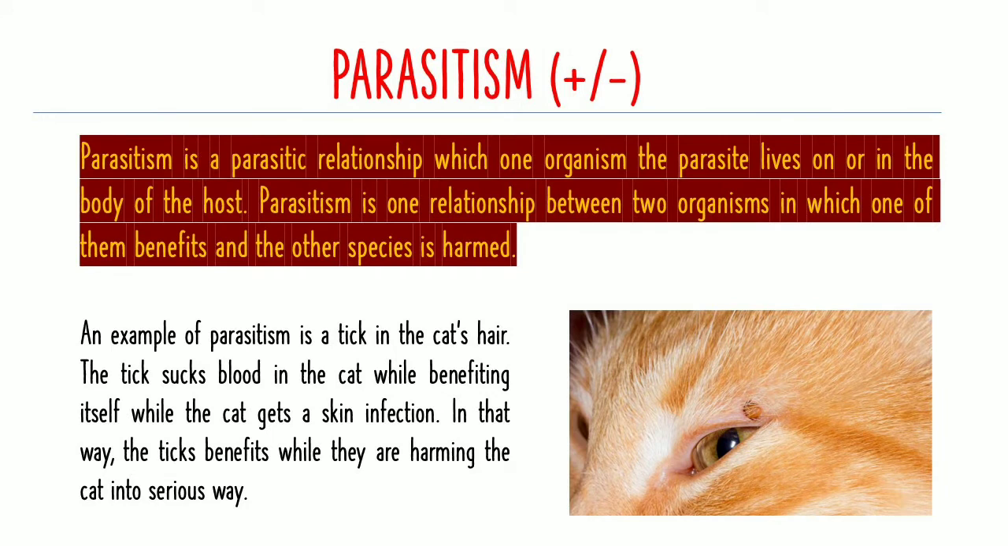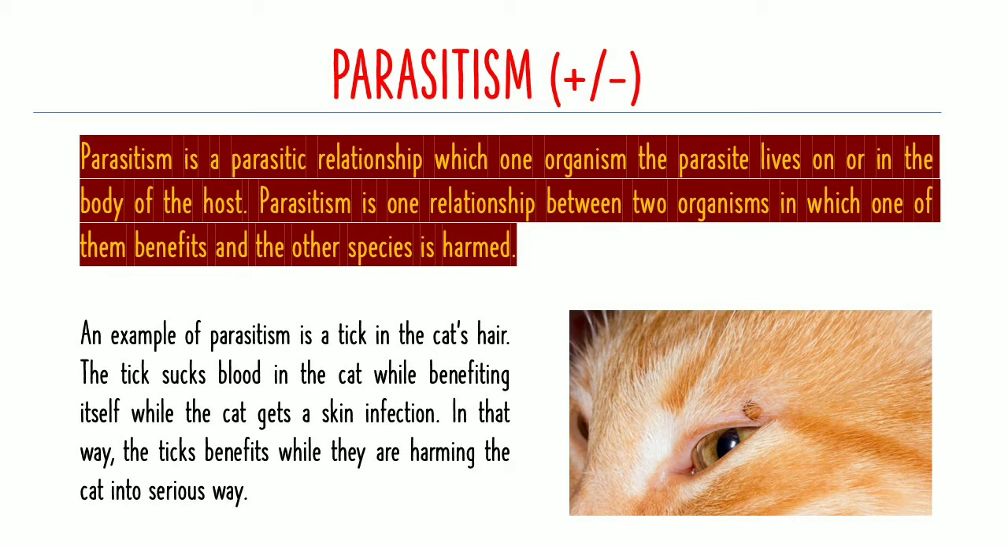Parasitism. Parasitism is the type of relationship between organisms that is the focus of our main overview lesson in this video. Parasitism is a parasitic relationship in which one organism, the parasite, lives on or in the body of the host. It is a relationship between two organisms in which one of them benefits and the other species is harmed. So, this is a red flag and toxic relationship.